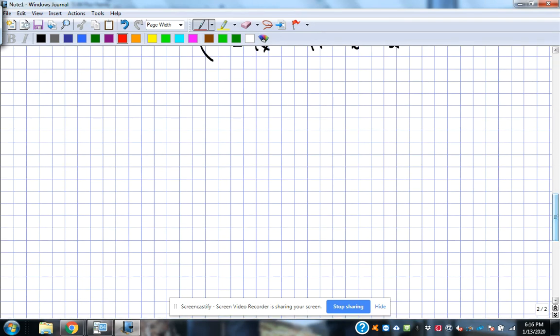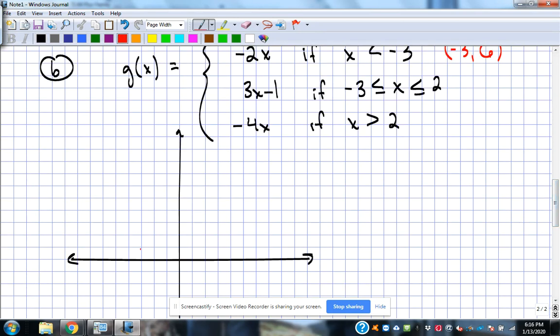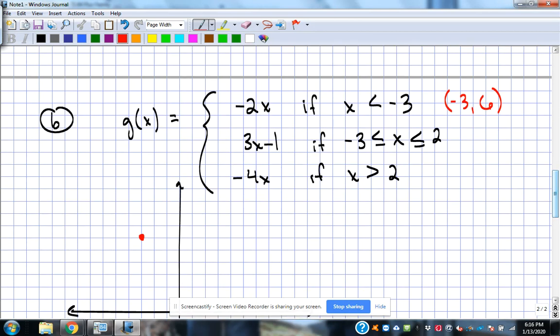Okay. So when I go to graph that, I'm just drawing a generic coordinate plane here. I'm going to go to negative 3, positive 6. I put a filled in dot. Should it have been a filled in or not? No, it should be open, shouldn't it? Why is it open and not filled in? That's right. It's not equal to, so we can't have that.